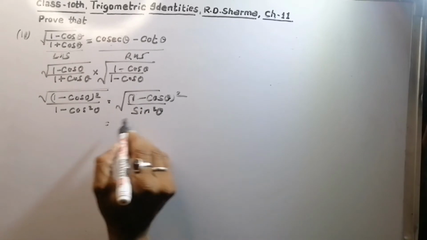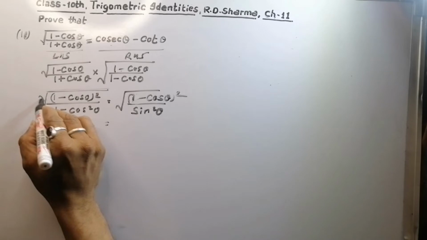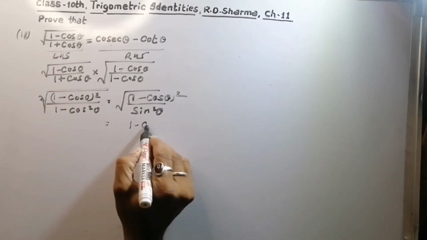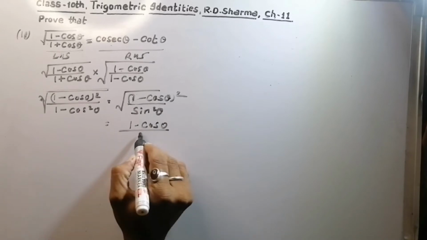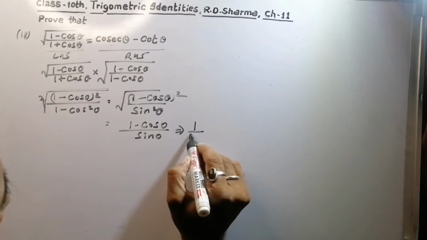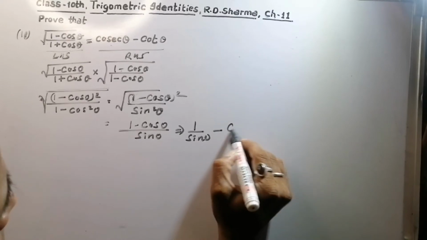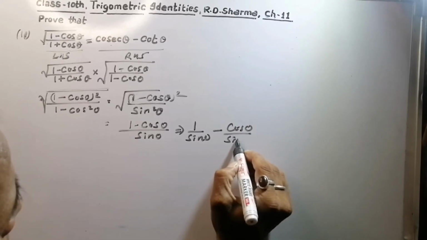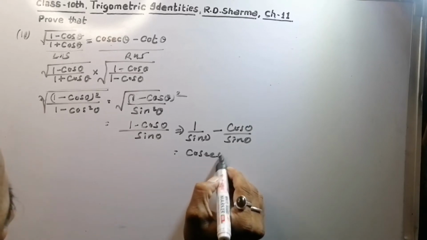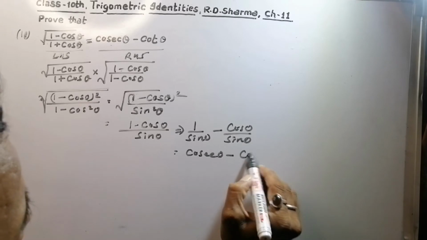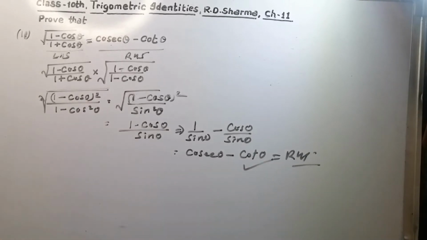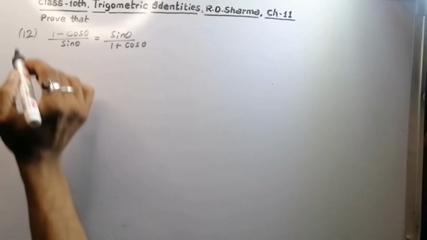Now this becomes 1 minus cos theta upon sin theta. We can write it as 1 upon sin theta minus cos theta upon sin theta. 1 upon sin theta means cosec theta, and cos theta upon sin theta means cot theta. So we get here the right hand side value.